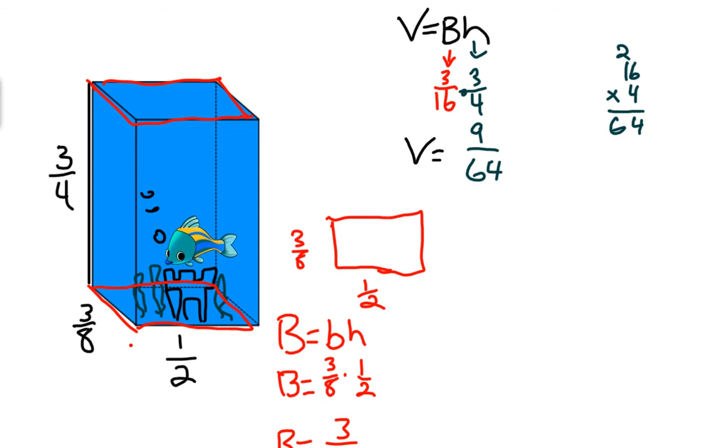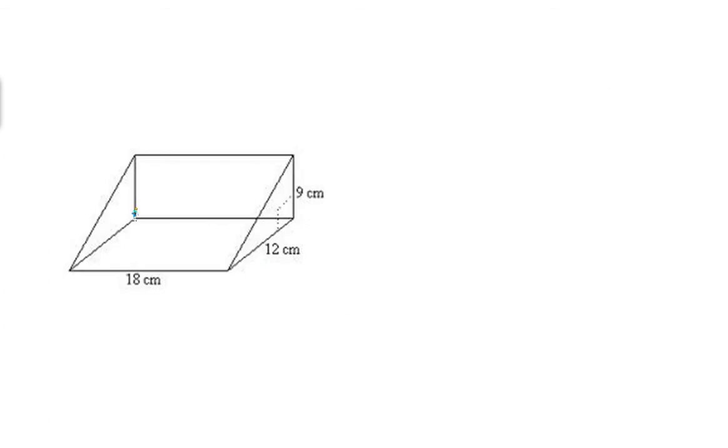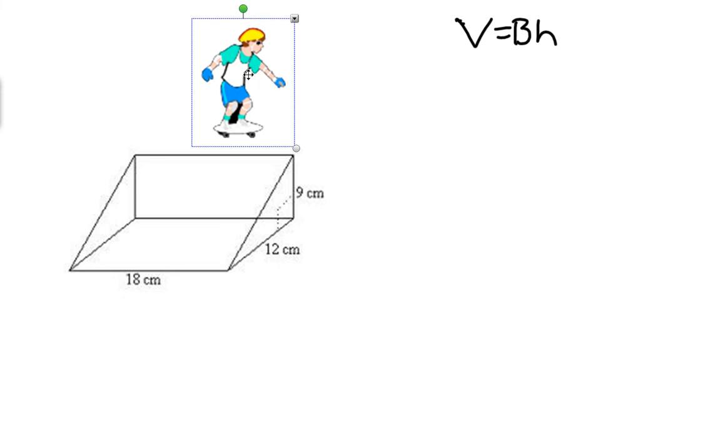Okay? Alright, our next shape is a triangular prism. This is a little bit different, a little bit more complicated, but we're gonna make this work. So our volume is still area of the base times the height. And a triangular prism, that could be anything. It could even be a sweet ramp to jump off of. Yeah, look at this guy, so cool.